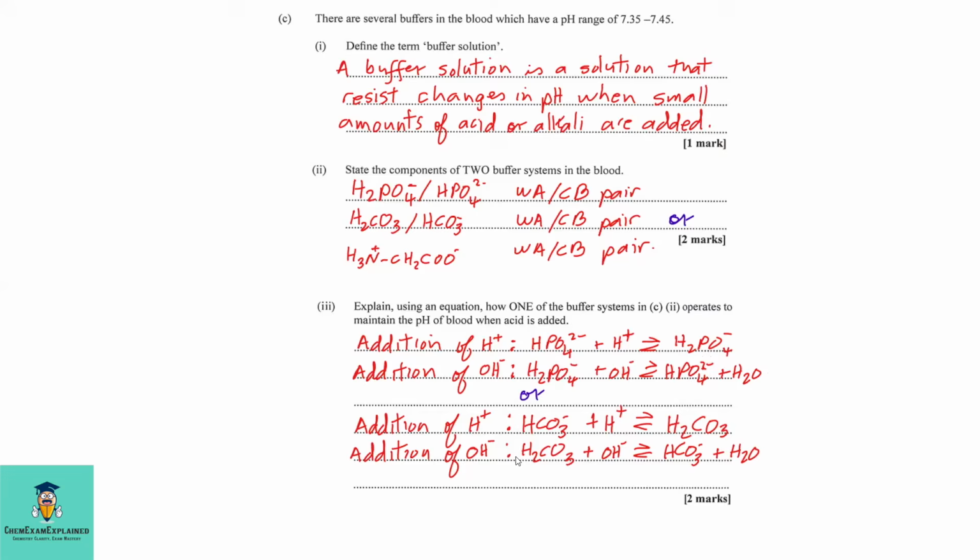Or you could use the carbonic acid. If you added H+, then the base would counteract the H+ ion by accepting it, forming carbonic acid. If you added OH-, then the acid would counteract the presence of OH- ions, forming the conjugate base, which was already present, plus water. The water is neutral, so it does not affect the pH. You also form something that was already present, so the pH was not affected.